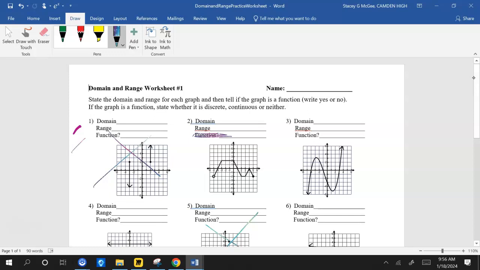So the furthest left I go here is what? -5. Is it a bracket or a parenthesis? And then it keeps going until I get here, which is +5. Bracket or parentheses?